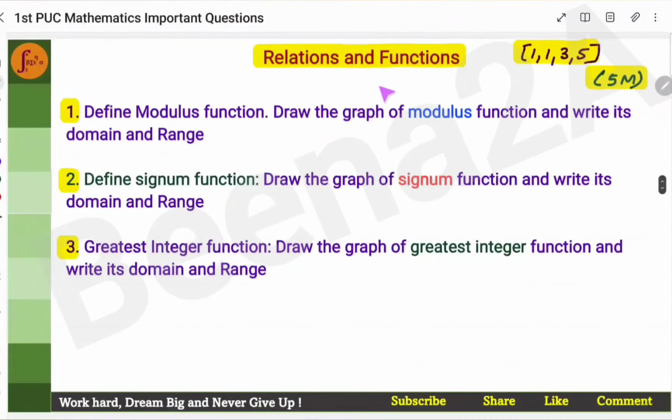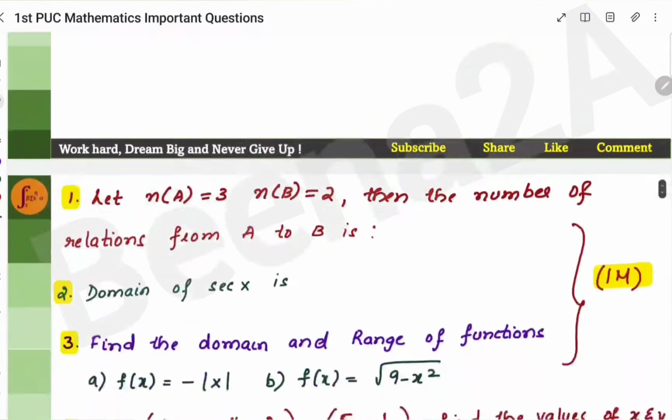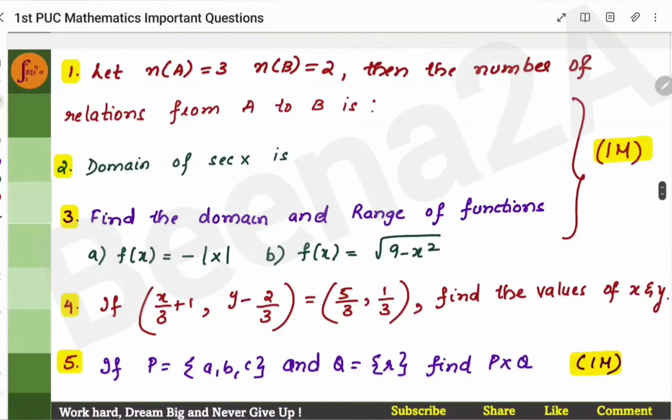Now coming to relations and functions. You have 1 marker, 3 marker, and 5 marker, right? Now the 5 marker is very easy, like we saw in part D, right? The most frequently asked questions are these: modulus function, signum function, greatest integer function. You have to draw the graph and then write its domain and range. Prepare for these thoroughly.